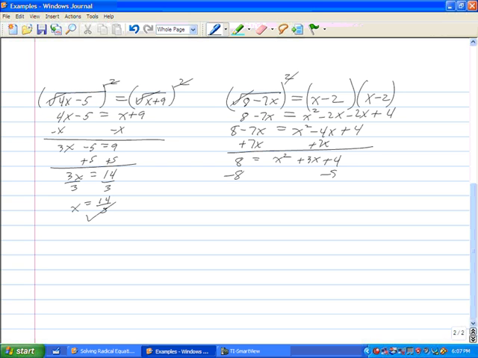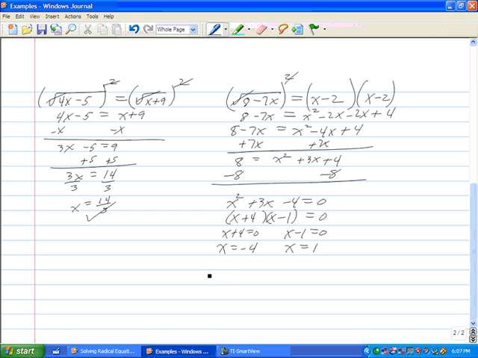Subtract 8 from both sides. Now I'm going to change sides here again. x squared plus 3x minus 4 equals 0. So factoring. x squared is x and x. The 4 will be a plus 4 and a minus 1 for our factorization. It's going to give us x plus 4 equals 0 and x minus 1 equals 0. So we're left with x equal to negative 4 and x equal to 1, both of which need to be checked.